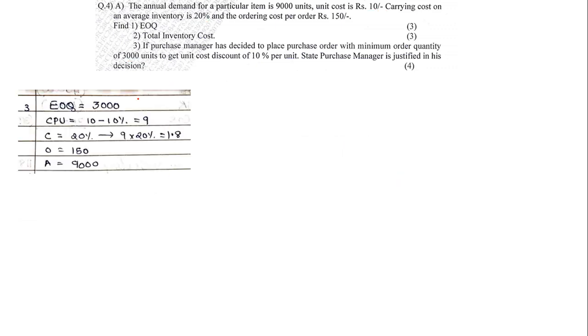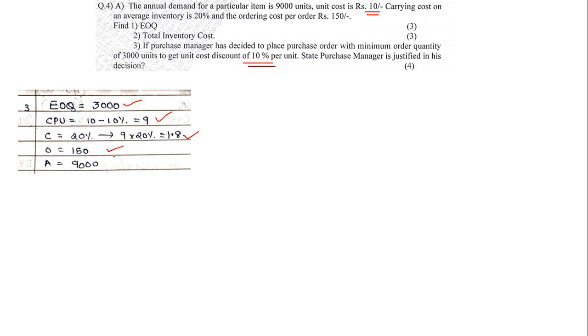So the new data, EOQ is 3000. When we take the EOQ 3000, we'll get a discount of 10% on CPU. Cost was 10, so 10 minus 10% is rupees 9. Carrying cost is 20%, so we get 20% of 9 rupees, which is 1.8. The ordering cost is 150 and the annual demand is 9000.